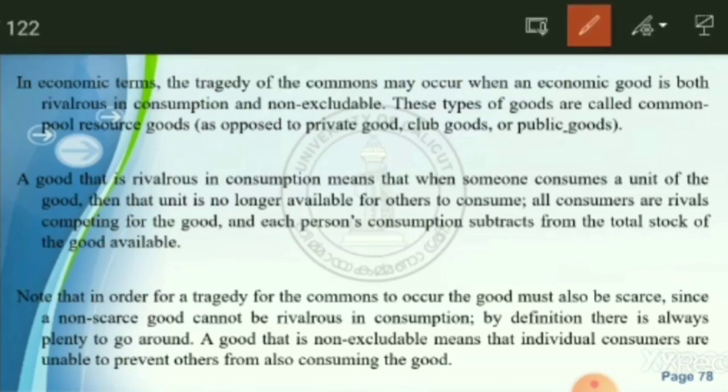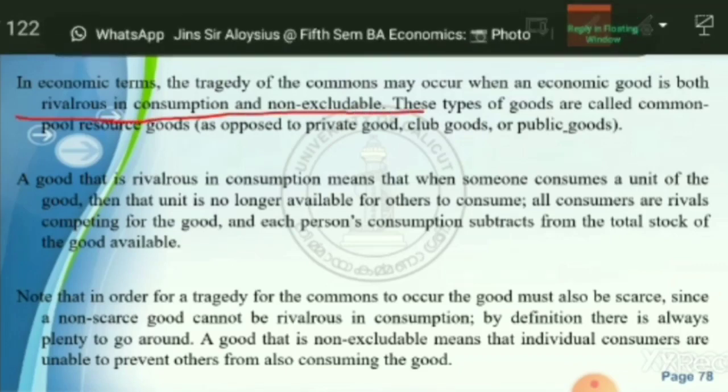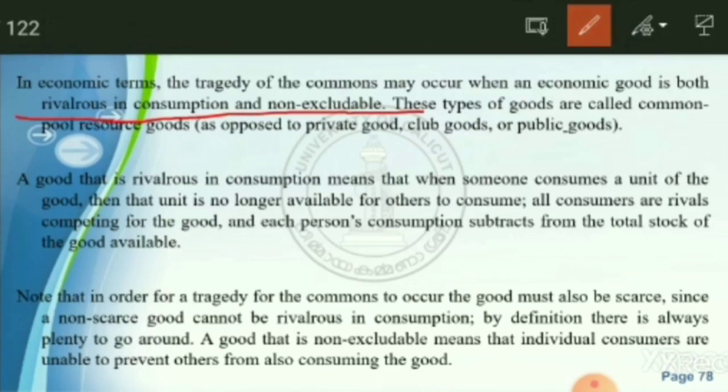You just underline rivalrous in consumption and non-excludable. That means consumption is rival and exclusion is not possible. Okay, so what is a public good? For a public good, one firm's or one person's consumption does not affect the other's consumption. That is non-rival, and exclusion is not possible. These types of goods, rival and non-excludable, are called common pool resources, as opposed to private goods, club goods or public goods.